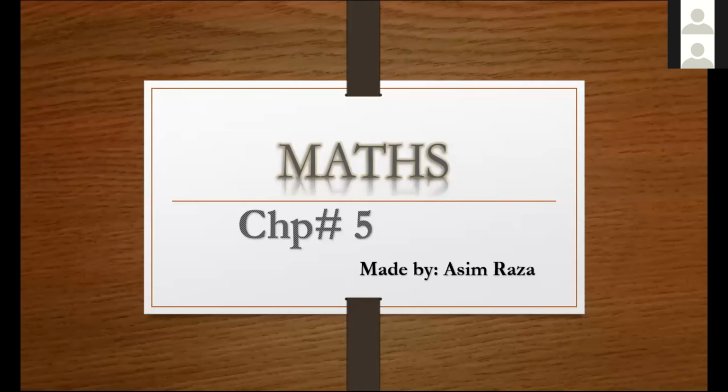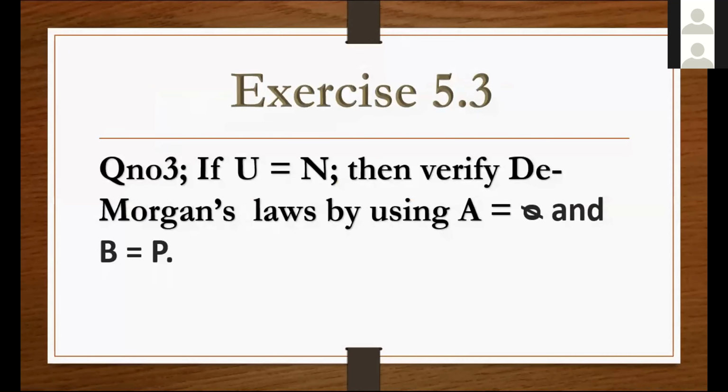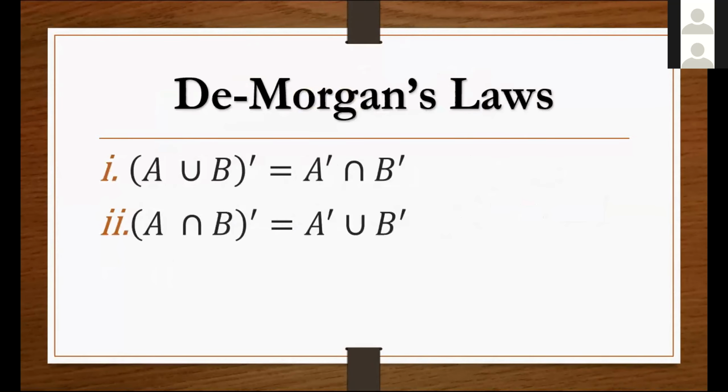Assalamu alaikum, everyone. Today I'm going to give my presentation on question number 3, exercise 5.3. Question number 3 is, if the universal set is equal to N, then verify De Morgan's law by using A equals the empty set and B equals P, which is the prime numbers. So first of all, as in this question, we have to verify using De Morgan's law.